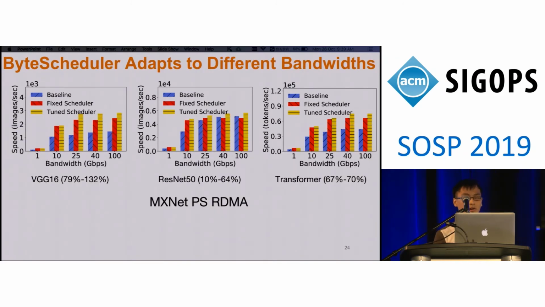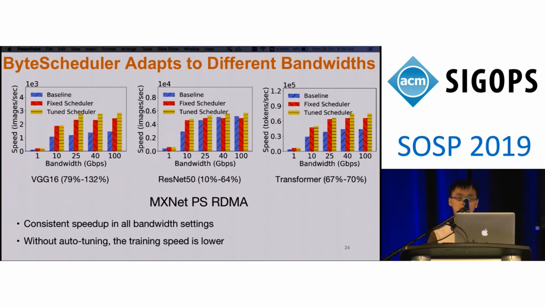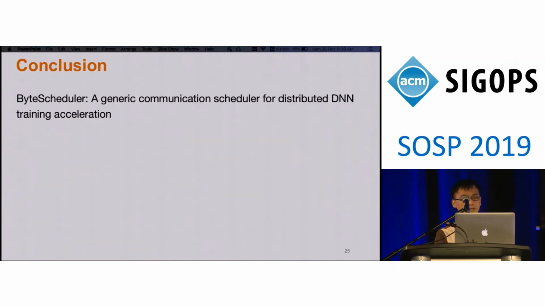Here, we also show batch scheduler can adapt to different bandwidths. We change the bandwidth from 1 to 100 gigabits per second. And the fixed scheduler here shows the training speed without auto-tuning, and the tuned scheduler here shows the training speed with auto-tuning. First, we can see that we can achieve consistent speed up in all bandwidth settings, and also without auto-tuning, the training speed is lower, and sometimes its performance is worse than the baseline.